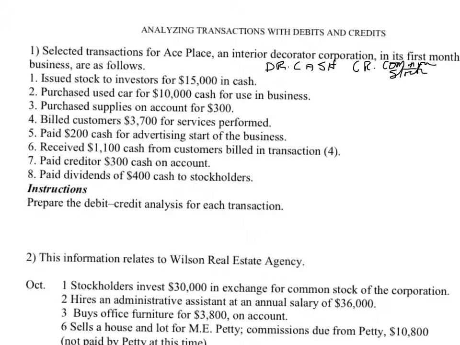Purchased a car for $10,000 cash. So debit vehicle, and we would credit cash because we paid cash for it. Cash goes down, and then decrease in an asset is a credit. Purchase supplies, but I did it on account. So the asset supplies goes up, so it's debit supplies. And my liabilities go up. And an increase in liabilities is a credit, so I credit accounts payable.